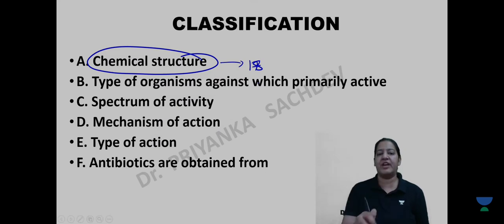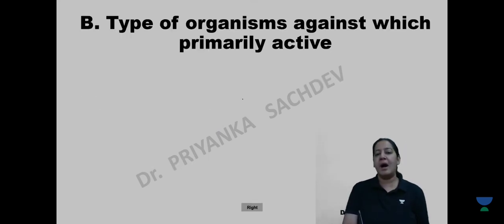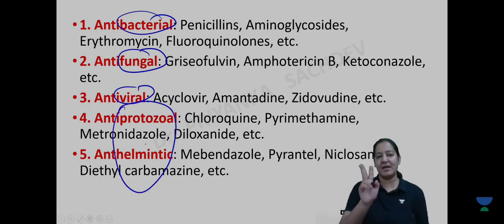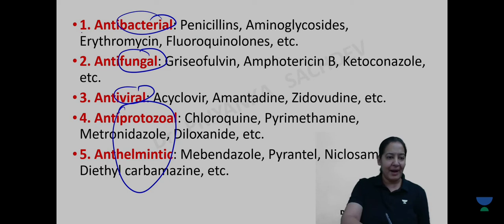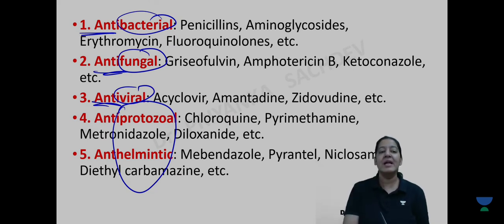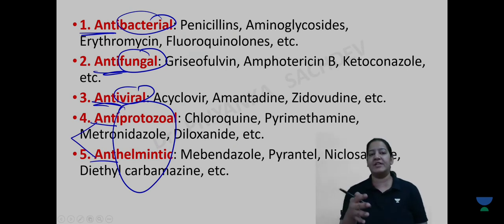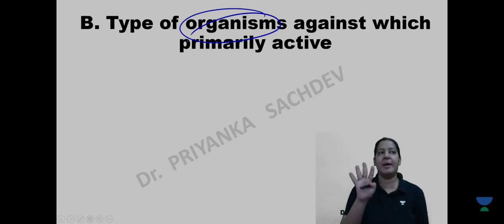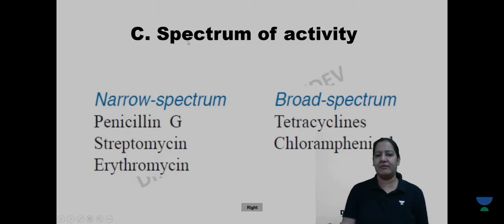Coming to the second classification, based on the type of organism against which it is active. As I have told you, there are four types of microbes: bacteria, fungus, virus, and parasites. Parasites are of two types, protozoa and helminth. Antibacterials act against bacteria. Antifungals act against fungus. Antivirals act against virus. And antiprotozoal and antihelminthic both act against parasites. We can divide them into four categories. This is the second classification, right?